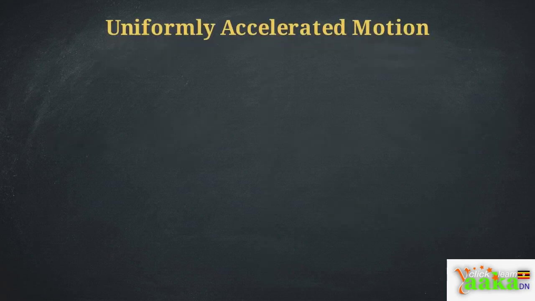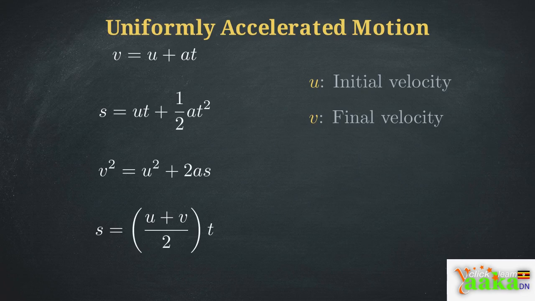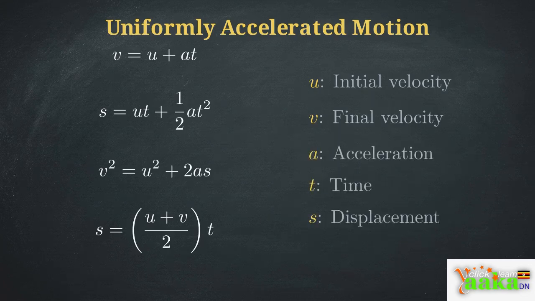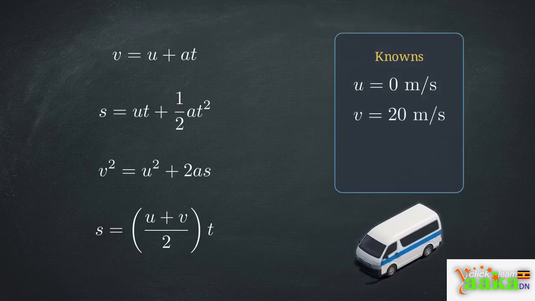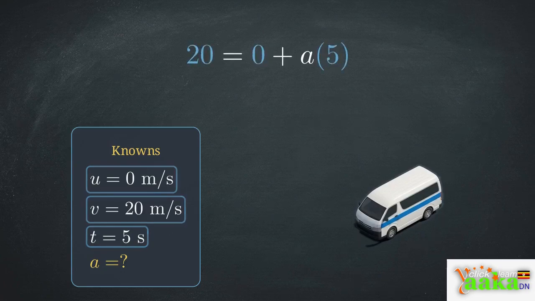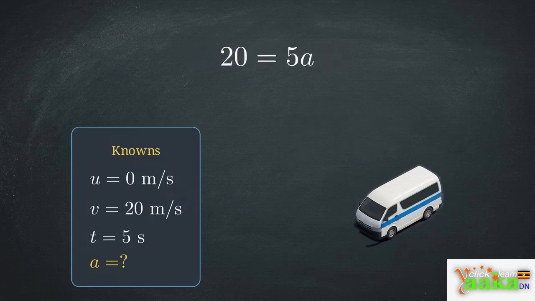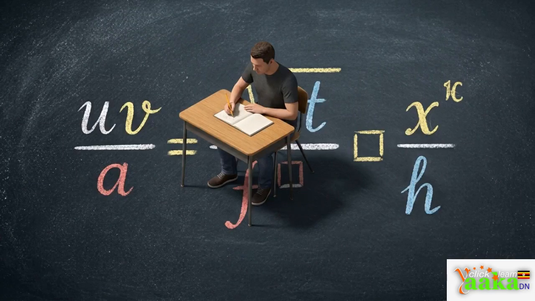For objects moving in a straight line with a steady change in speed, we use these four equations of uniformly accelerated motion. Here, U represents initial velocity, V is final velocity, A is acceleration, T is time, and S is the total displacement. For example, if a matatu starts from rest and reaches a velocity of 20 meters per second in 5 seconds, we can find its acceleration using the first equation. By substituting our values into V equals U plus AT, we find the acceleration is 4 meters per second squared. These four equations allow us to calculate displacement or velocity for any object with constant acceleration.